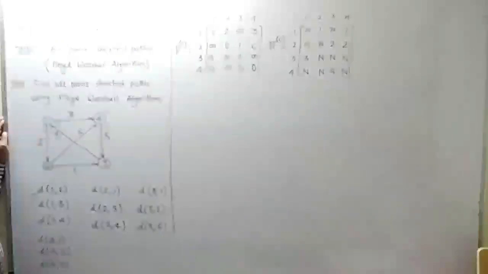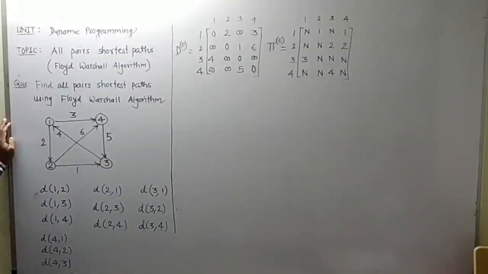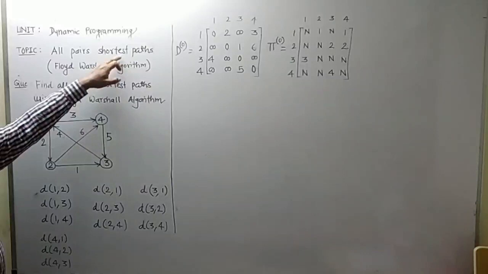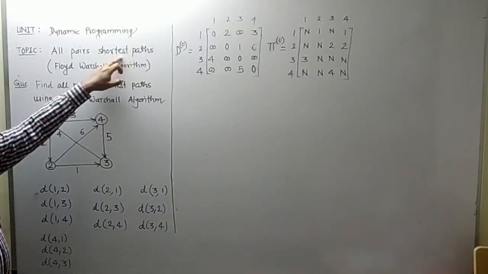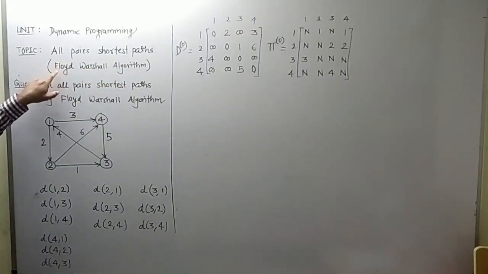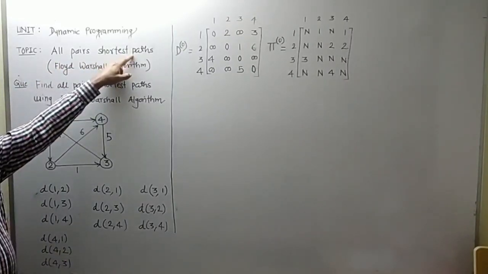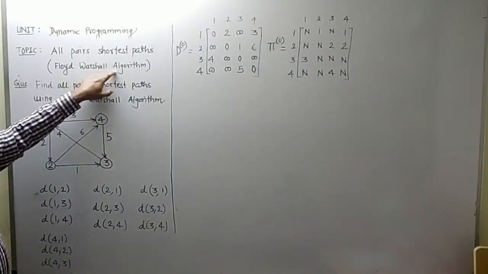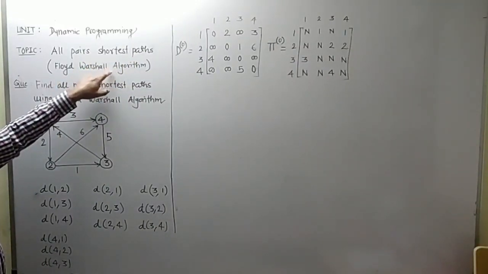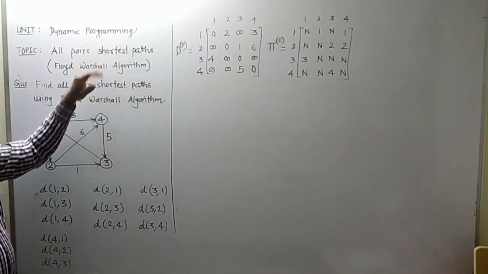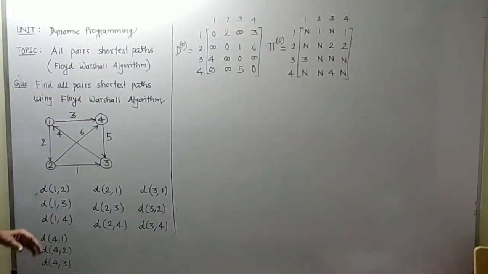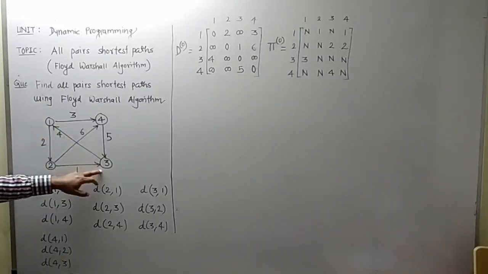Dear friends, in this video we will discuss all pair shortest path. In this we have used the Floyd Warshall algorithm to get all pair shortest path. Again, the Floyd Warshall algorithm is implemented using the dynamic programming approach. Now here we have to find out the shortest path from one vertex to the remaining vertices.